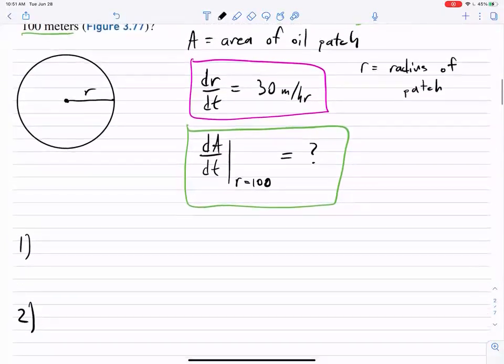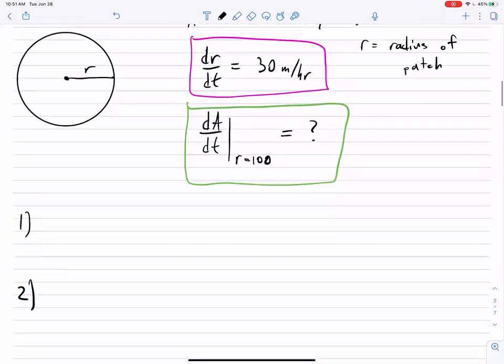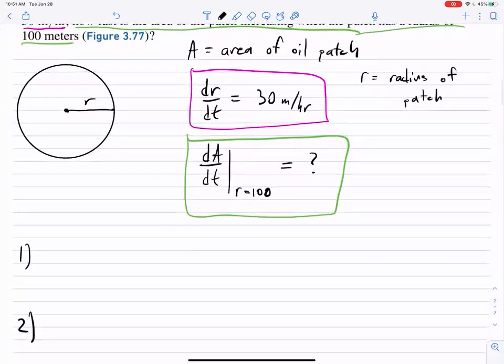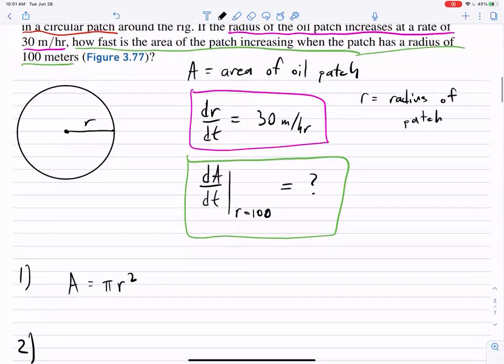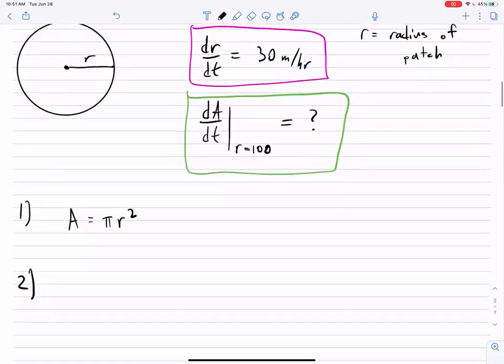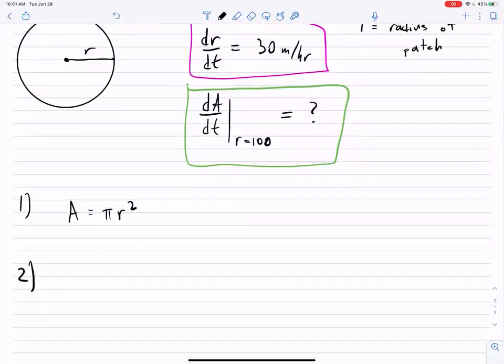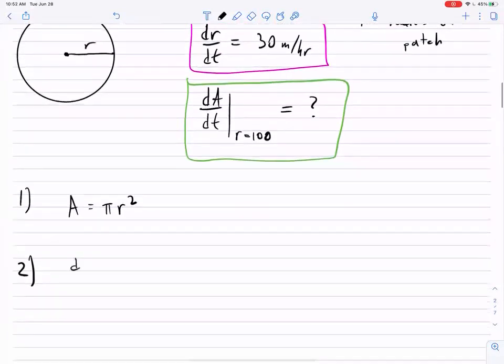And now what we're going to do is write an equation that has all those things. And so what is the equation that relates our variables? Well, the area of a circle, A, is equal to pi r squared. So that is our equation. That is the equation that relates these things. And now we want to take the derivative with respect to t of both sides. So let's take d/dt of this entire equation. So d/dt of A is equal to d/dt of pi r squared.